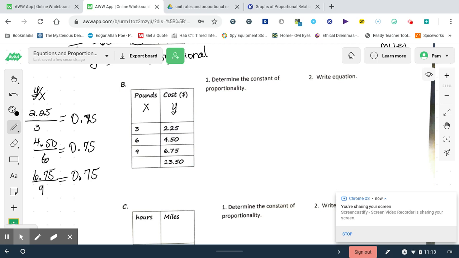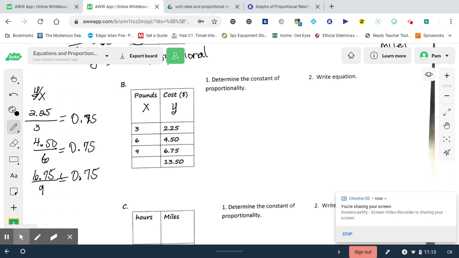All right, so what I've done is I've divided each one of these. 225 divided by 3 is 75 cents. 450 divided by 6 is 75 cents. 675 divided by 9 is 75 cents. But don't worry about the one with the missing blank.